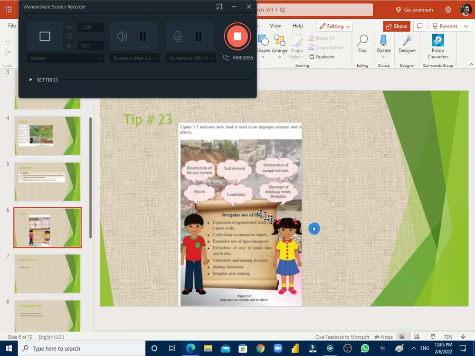Now we are going to the bad use of land. This means irregular use of land. Irregular use of land. So what is irregular?